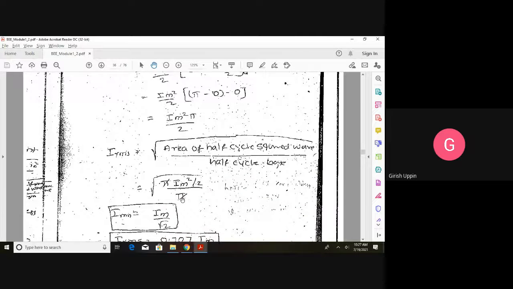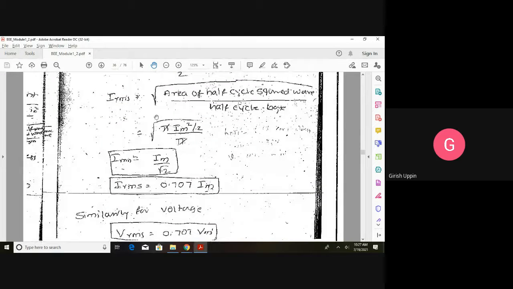Now how do we find the RMS value? RMS value is the square root of the area of the half cycle squared wave divided by the half cycle base. And what is this? It is pi into Im square divided by 2, divided by the half cycle, which is pi. Pi will get cancelled. What remains is Im square divided by 2 under the square root. So the square root will go off for Im square, giving Im divided by root 2. Therefore, the RMS value is Im by root 2, or IRMS is equal to 0.707 Im.